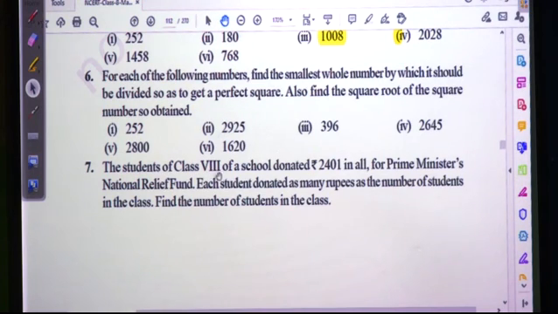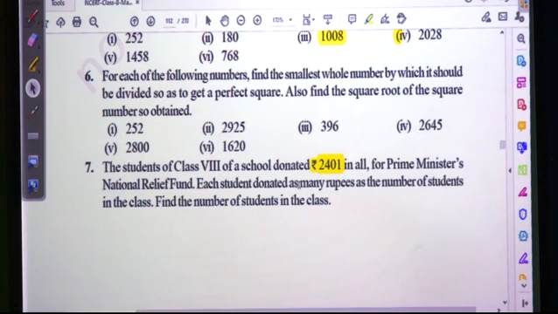The students of class 8 of a school donated rupees 2401 in all for Prime Minister's National Relief Fund. What is the amount that is donated? It is rupees 2401 in all, donated for Prime Minister's National Relief Fund. Each student donated as many rupees as the number of students in the class. How much amount is donated?